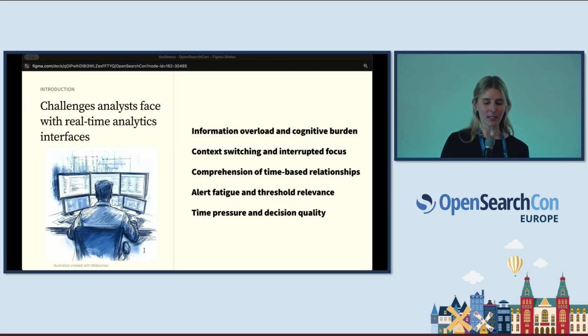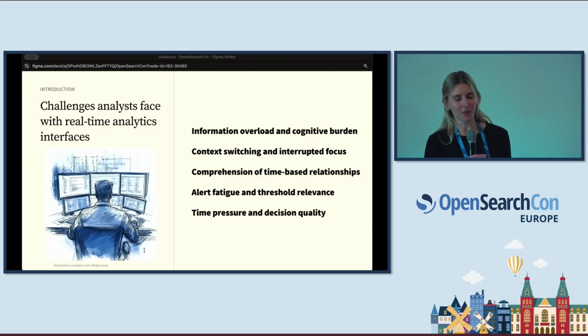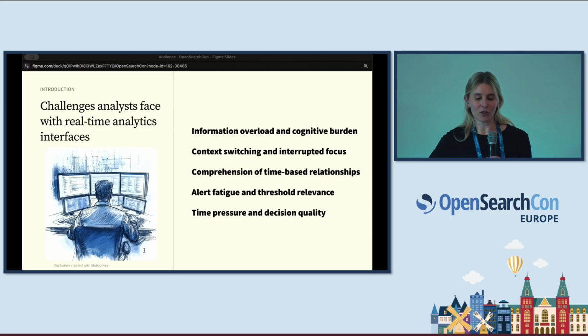Comprehension, another one of the pain points, is understanding time-based relationships and identifying patterns. Analysts often struggle to understand temporal patterns and the relationships in streaming data. Determining causality from correlation is difficult when events occur in rapid succession. Interpreting trends becomes challenging when the baseline's constantly shifting. And understanding seasonality requires mental integration of patterns over time. Also, distinguishing between significant anomalies and normal variance requires contextual knowledge.